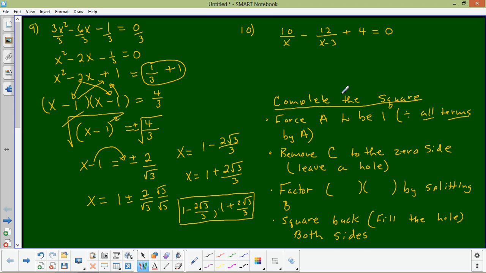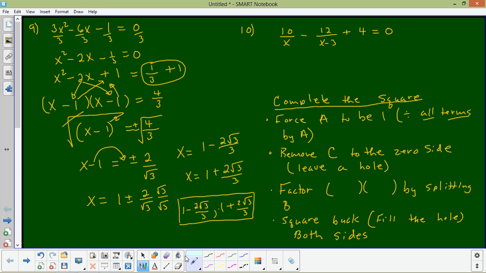Okay, so that's the complete the square process again. Force a to be 1, remove the constant to the 0 side, factor by splitting the B, square back to both sides, and then write it as a square, and then finish by square root.